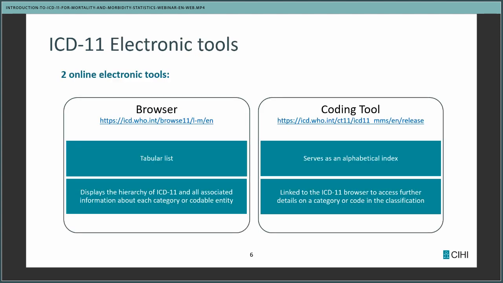The first ICD-11 electronic tool we will explore is the browser. This tool contains the tabular list. It displays the hierarchy of ICD-11 and all associated information about each category or codable entity. The second tool is the coding tool. It serves as an alphabetical index but acts like a web-based search. There is no need to search for lead terms and secondary terms. The coding tool is a link to the ICD-11 browser to access further details on a category or code in the classification.